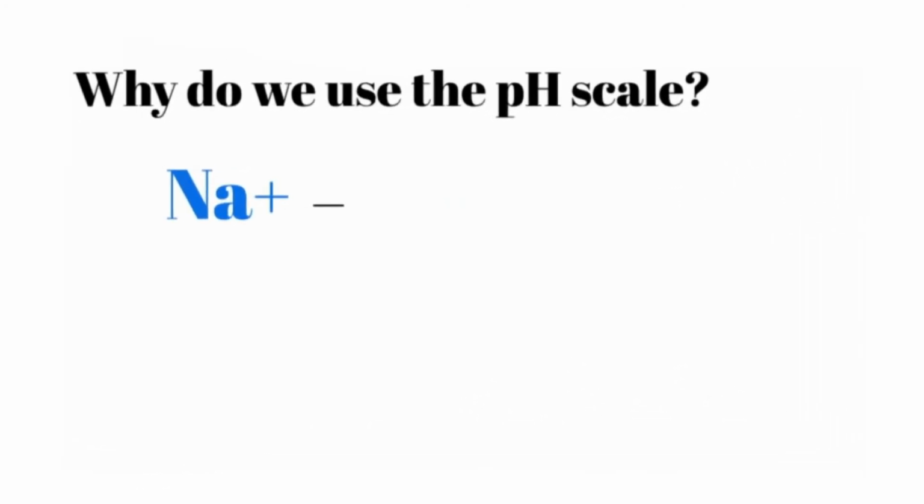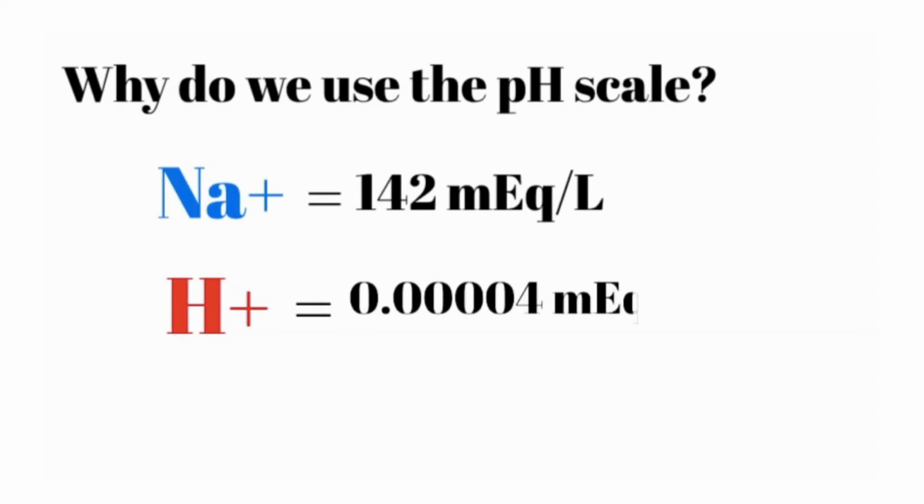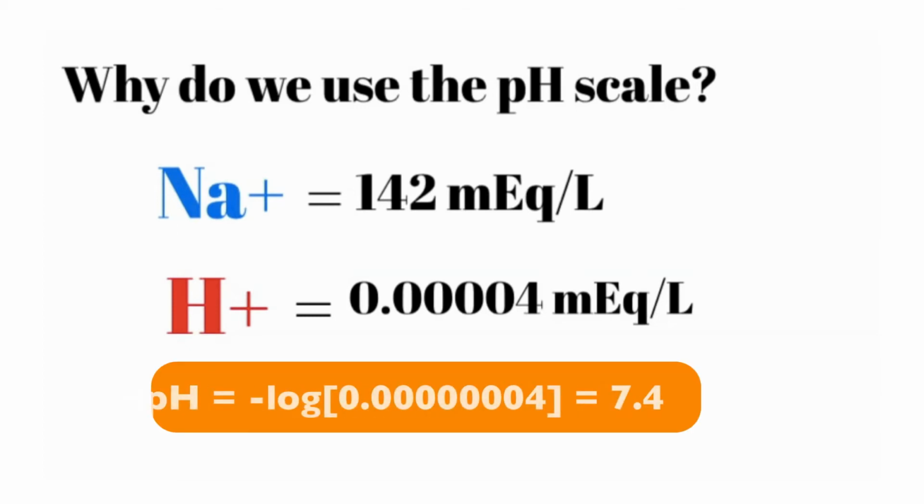Okay, so why do we use the pH scale? The quick short answer to that is because it's much easier than using the milliequivalents per liter that we use to describe other ions. So if we look at this, as we've talked about in the past, the concentration of the sodium ion is 142 milliequivalents per liter. The concentration of the hydrogen ion, that is to say, at 7.4 roughly, is 0.00004 milliequivalents per liter. That's not an easy number to deal with. It's not an easy number to say. It takes a while to say.